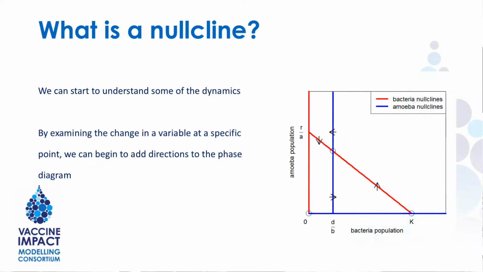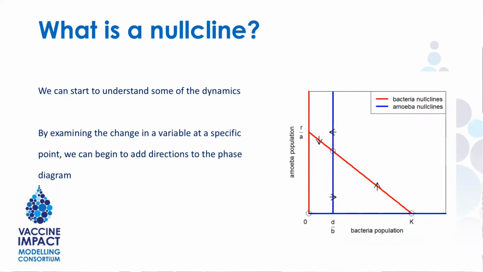We can think about what that change might look like by thinking about if we cross this line at a particular point, what we might expect. So here we've got a blue null line, so that's a null line in the amoeba. So that's a change in their population, or that change in the rate of change of their population, moving from either increasing to decreasing, or so forth.